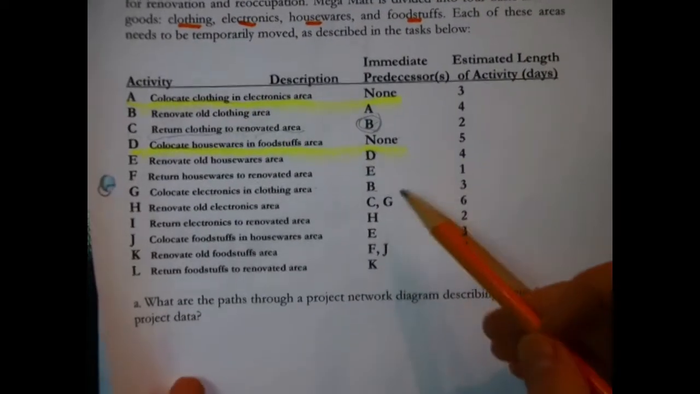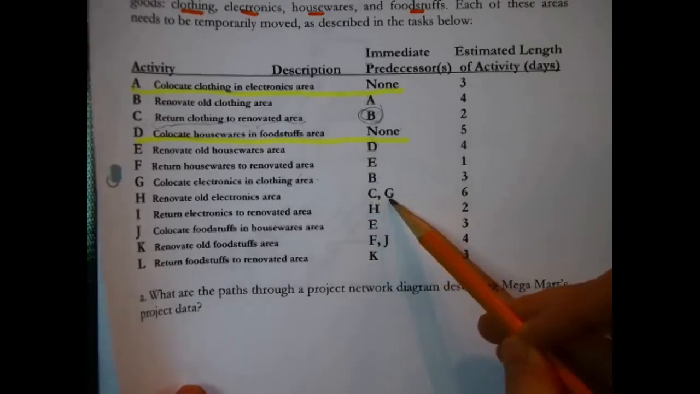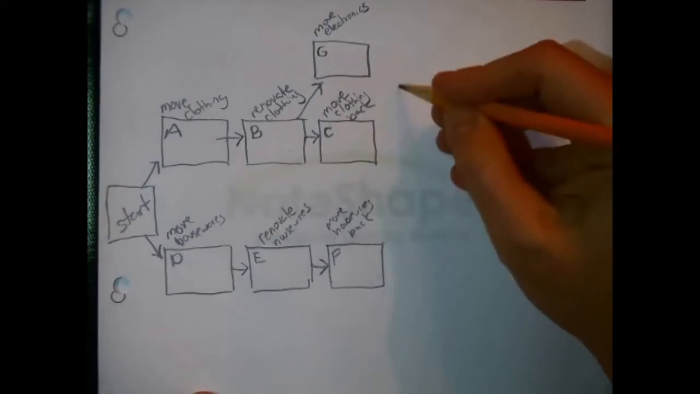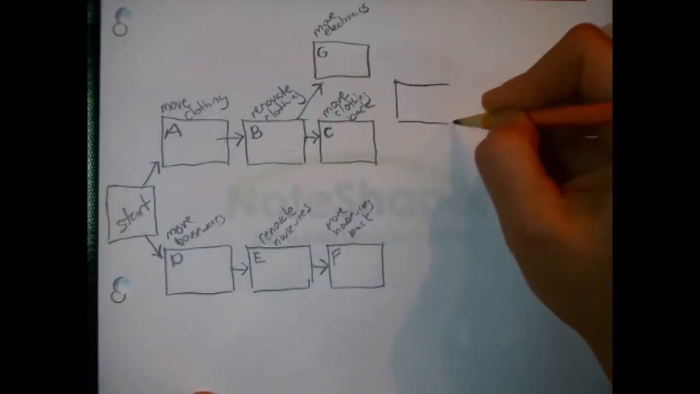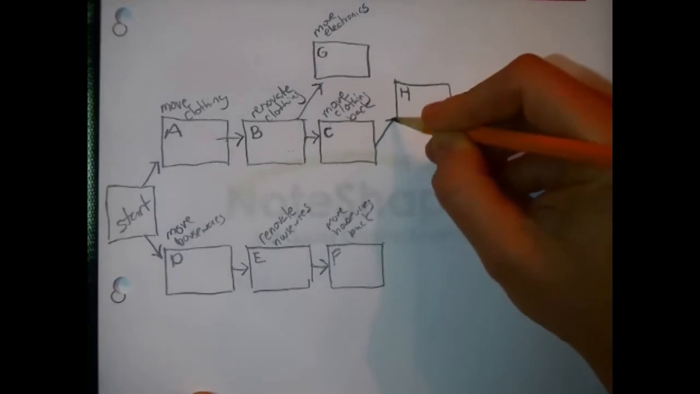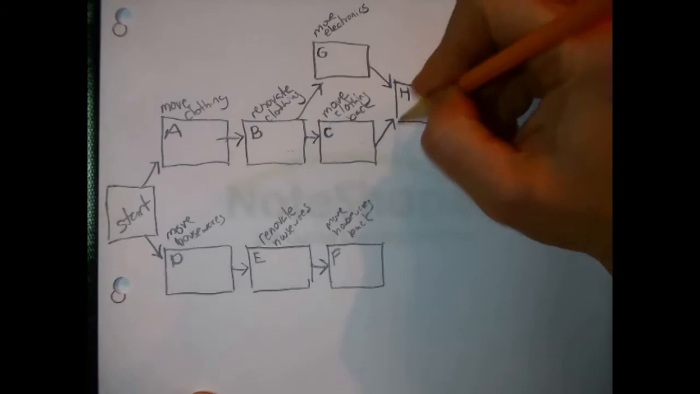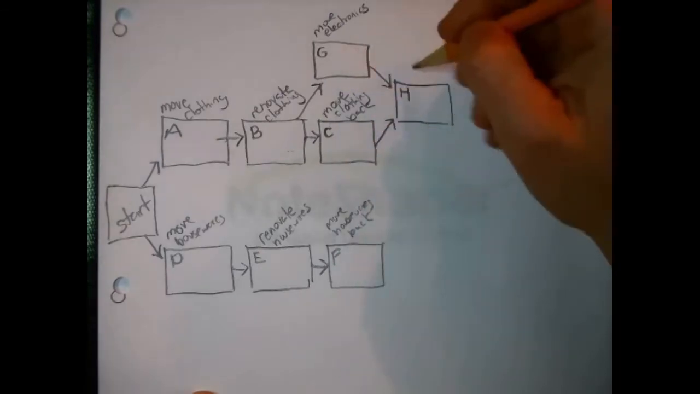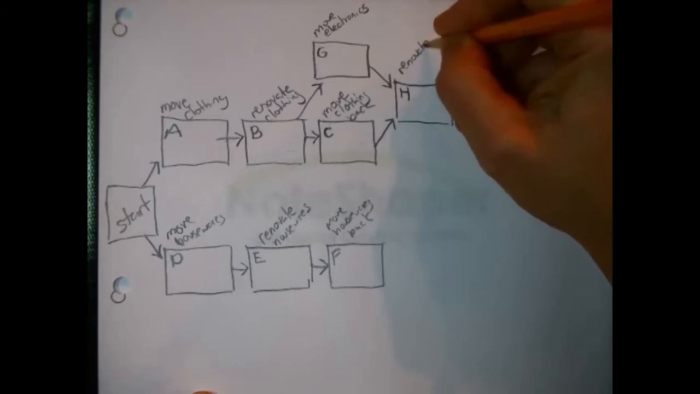Then what? Let's see. Renovate old electronics area has C and G as immediate predecessors. Okay, the electronics area. So that's task H. You can't start renovating that area until you move the clothing back out of that area and you move the electronics out of that area. Then you can start to renovate electronics.